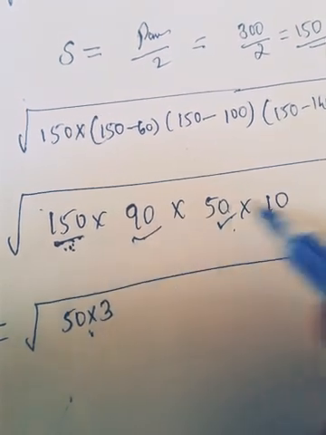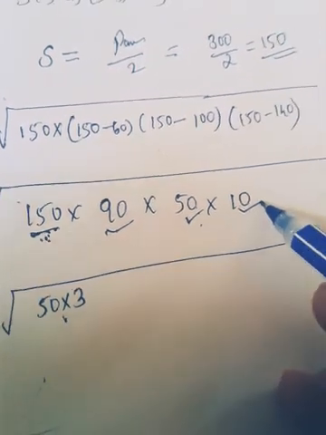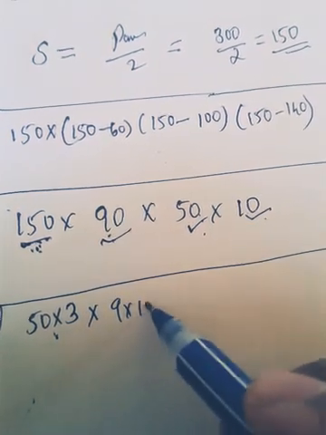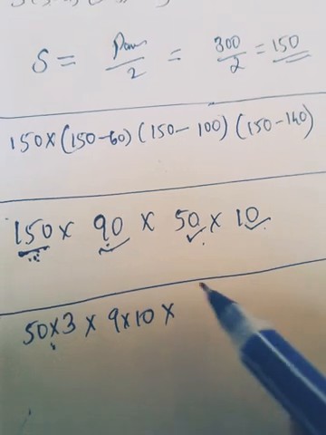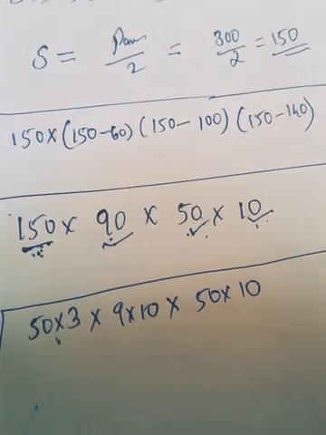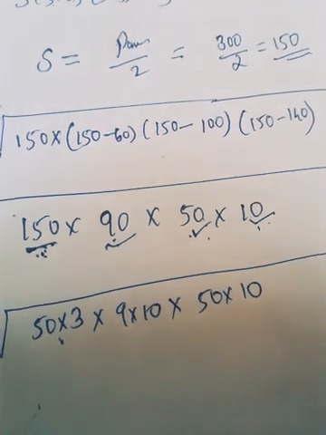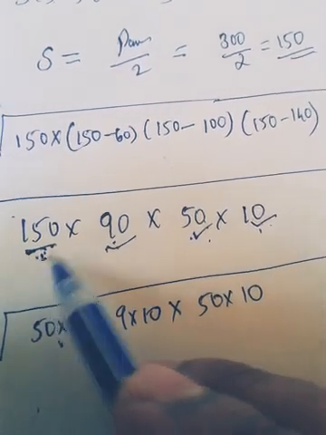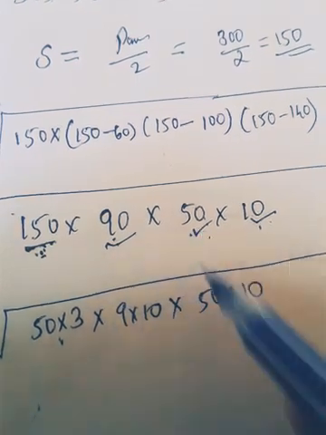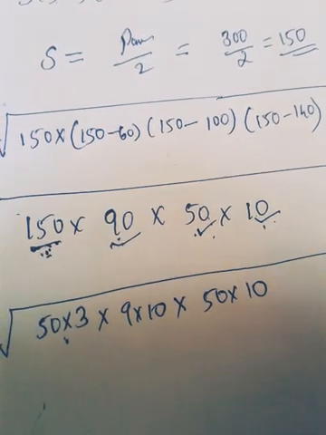Then 90. 90 I am going to express in terms of 10. How can I express 90 in terms of 10? I can write 90 as 9 into 10. Isn't it? Yes. Now this 50 and this 10 stay as they are, without any change. Any problem? No. So these two numbers I expressed in terms of 50 and 10. Then 50 and 10 I maintained as they are without any change.